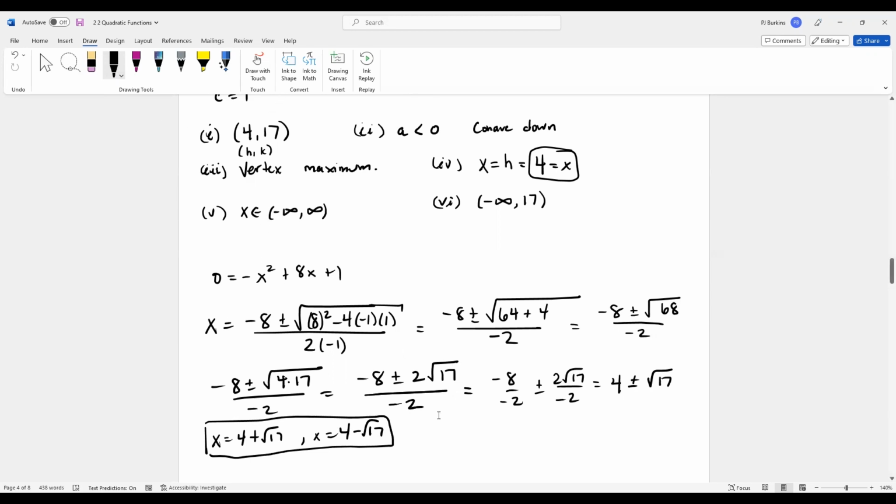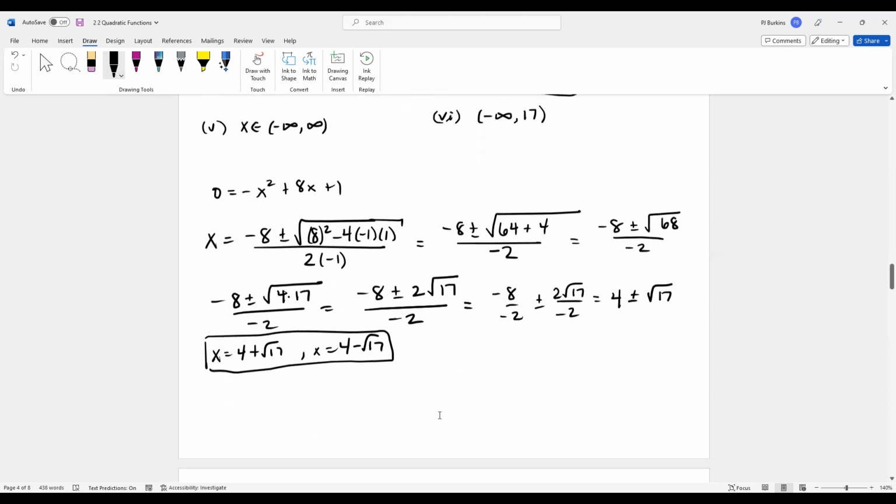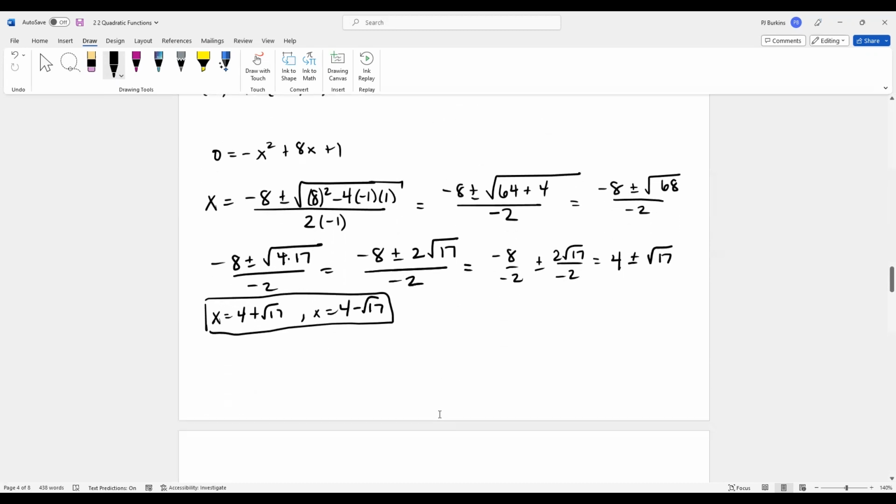All right, lastly, we would need to find the y-intercept, and we do that by plugging x equals 0 into the equation. So for the y-intercept, we say y equals, we would have -0 squared plus 8 times 0 plus 1. And that's really nice. This is 0. This is 0. And we just get 1. So the y-intercept is the point (0, 1).